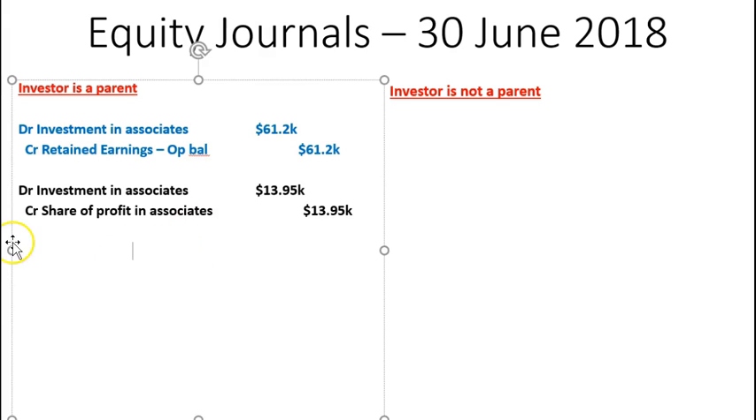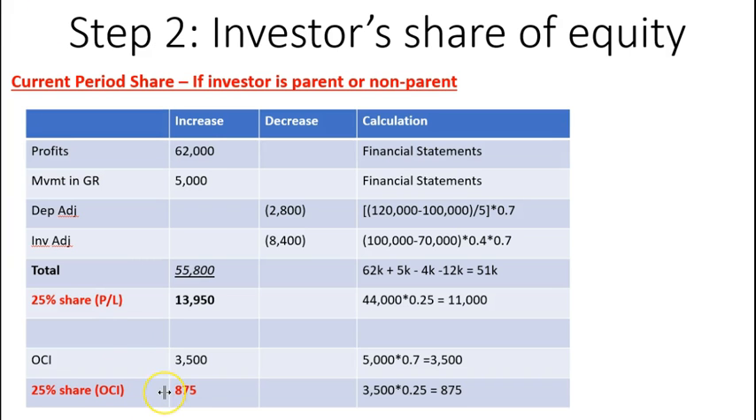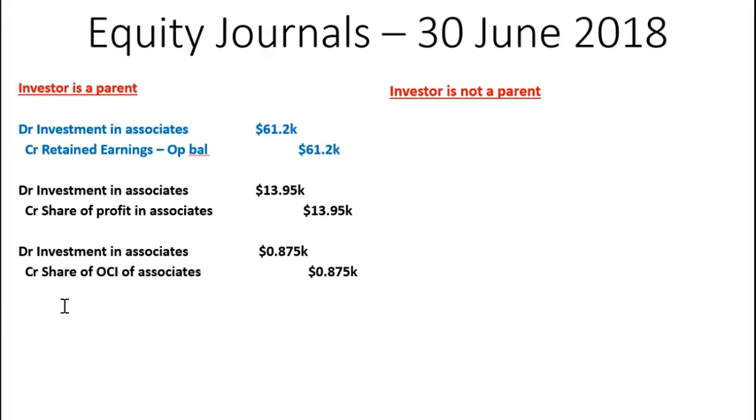So the next thing we are going to do is deal with the OCI from the current period. Again, we look at our OCI amount. Our 25% share from our calculation was $875. So we're going to debit our investment in associates by that $875 and credit our share of OCI of associates by $875. Again, we've received that OCI. It's income, it's other comprehensive income, and so that increases our equity. So that's why we credit the share of OCI.